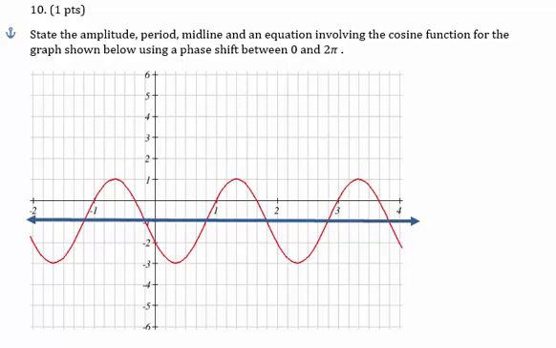This is problem number 10 from section 6.1. It says state the amplitude, period, midline, and an equation involving cosine for the following graph. Okay, so here is this graph, and I went ahead and sketched in the midline, which is directly in the middle of the curve. If you were unsure where it is, just average the max and the min.